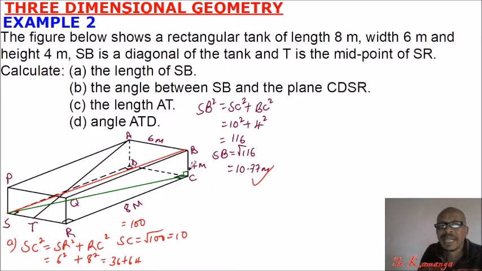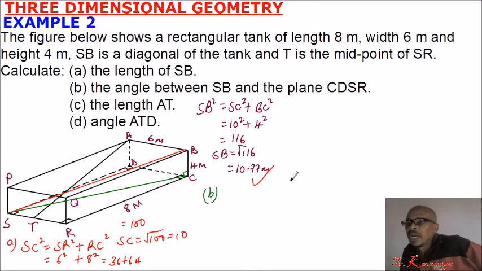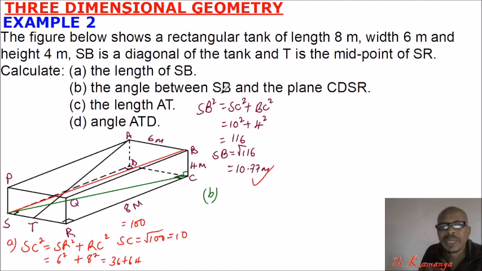From there, let's go to part B of the question. We are told the angle between SB and the plane CDSR. So this is SB, the line in red, and the plane CDSR is the base of the tank. So the angle that we are interested in is this angle here.